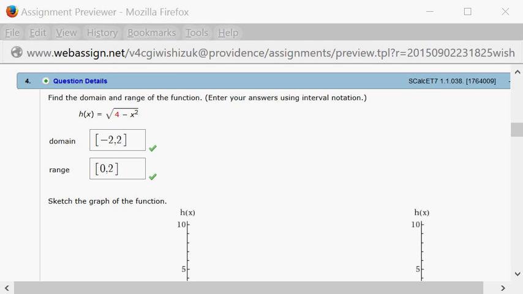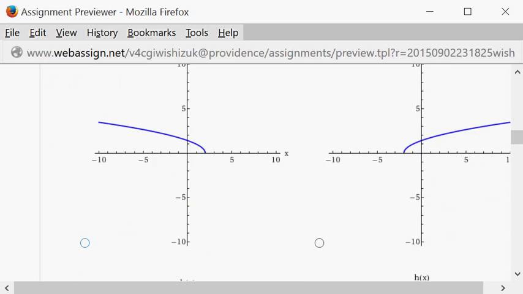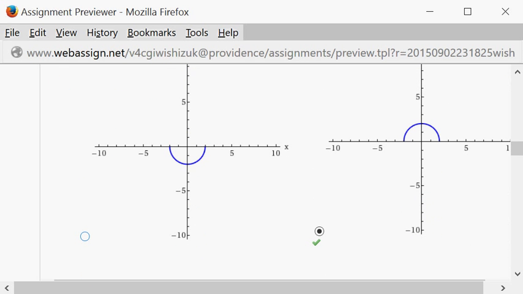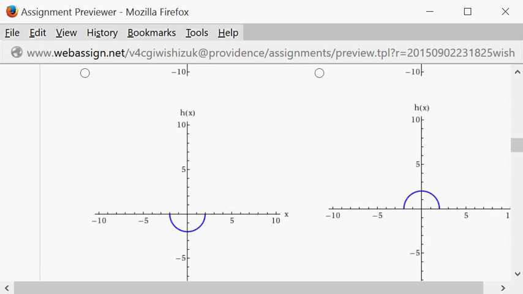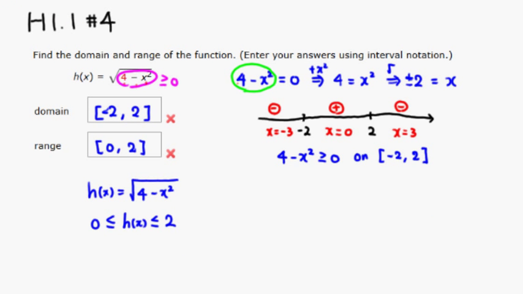It came back and it looks like we got the domain correctly and the range correctly, and we have the correct picture. So it's actually an upper semicircle. So that's it. I hope that this was clear.